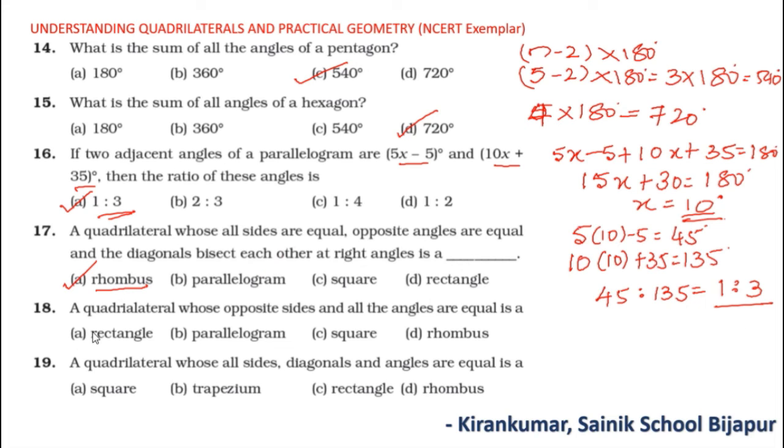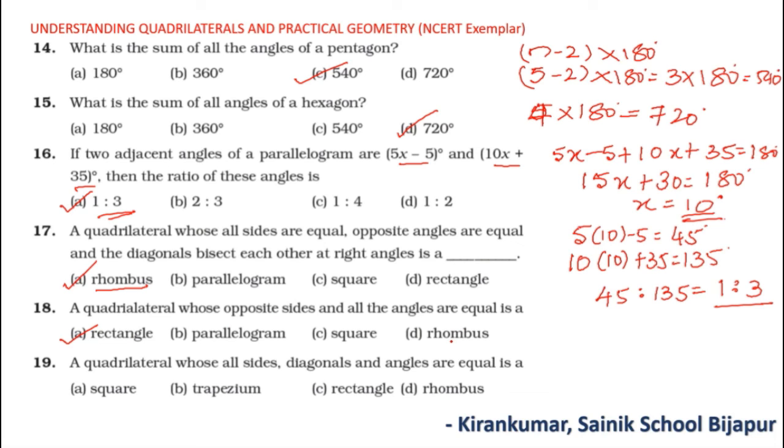Question number 18. A quadrilateral whose opposite sides and all angles are equal is a? This is a quadrilateral in which the opposite sides and all the angles are equal. And this particular thing has to be a rectangle because all angles are equal and opposite sides are equal. So the right answer is a rectangle.